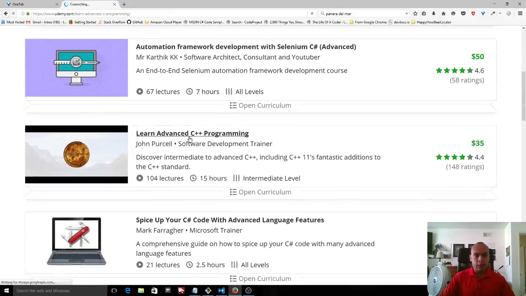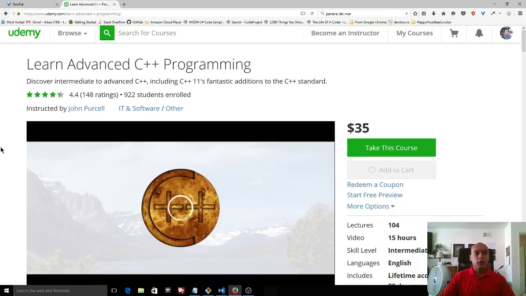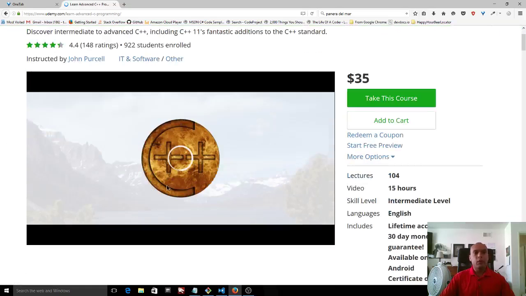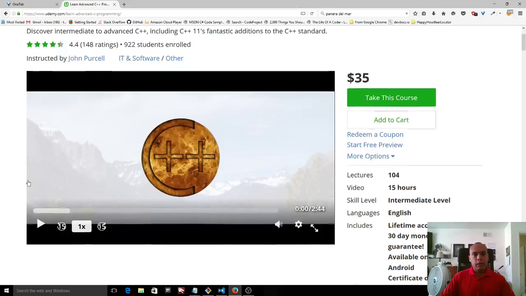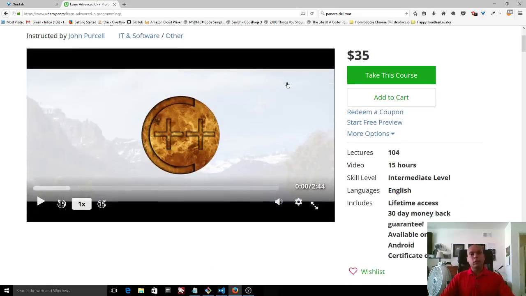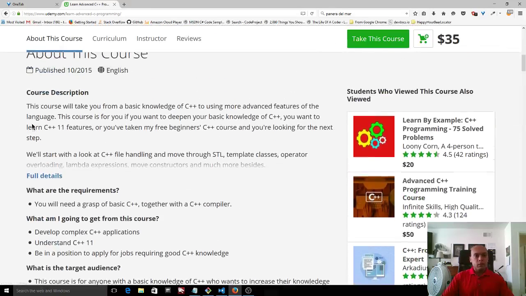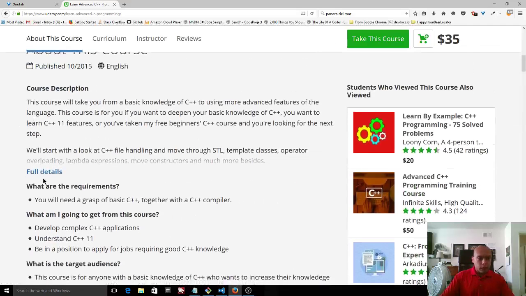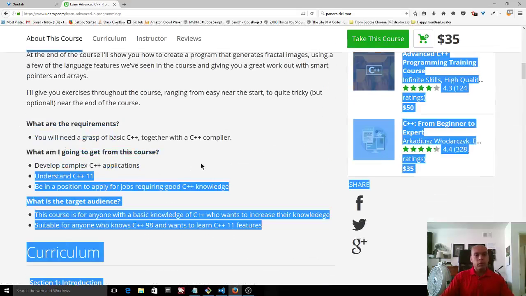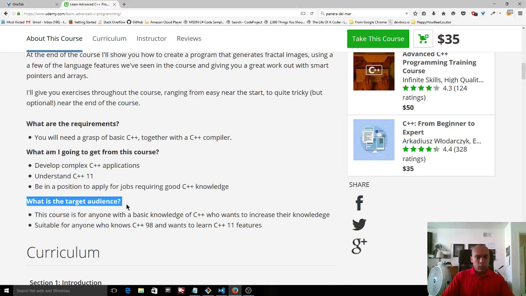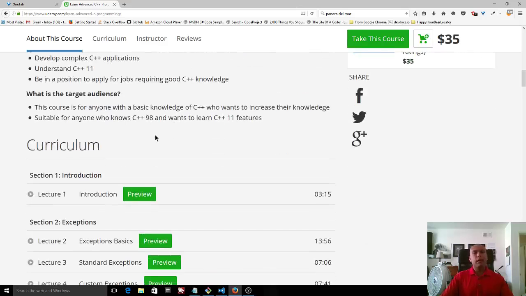So let's say I want to learn advanced C++ programming. Well, you get an intro video when you click the course, and you can play it, and it will have the instructor speaking and telling you what all is in the course and what they're going to cover. And then you can scroll down here and read about the course. Like, what are the requirements? What am I going to get? Who's the target audience? So, this really answers a lot of questions.